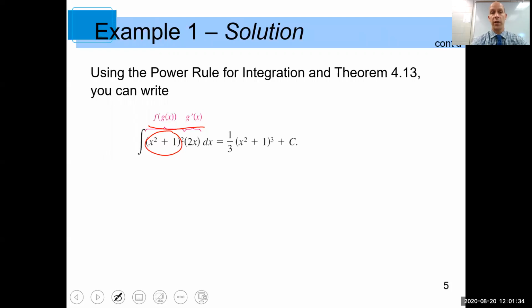Since we have this pattern, we can just think of this as x squared plus 1 to the second. So how do I integrate that? Well, you add 1 to the exponent of 2, which gives you 3. Now don't forget you have to divide by 3 as well.